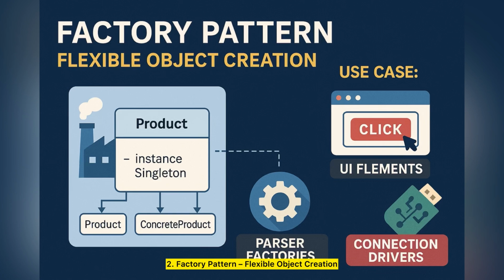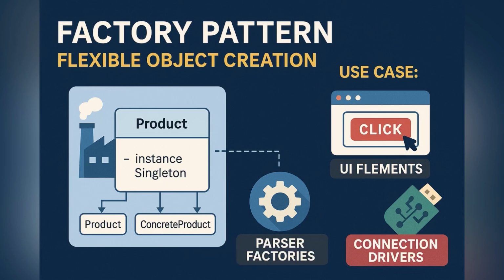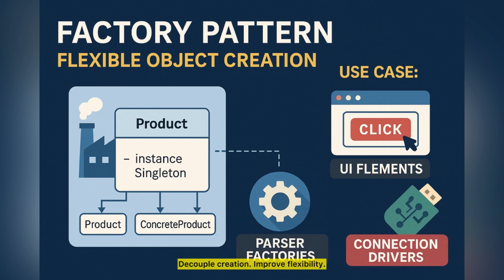2. Factory pattern, flexible object creation. Need objects but don't want to tightly couple your code. The factory pattern lets you create objects without exposing the creation logic. Instead of new, you call a factory method. It's used in UI frameworks to generate platform-specific components, or in databases to return the right driver depending on configuration. Decouple creation, improve flexibility.